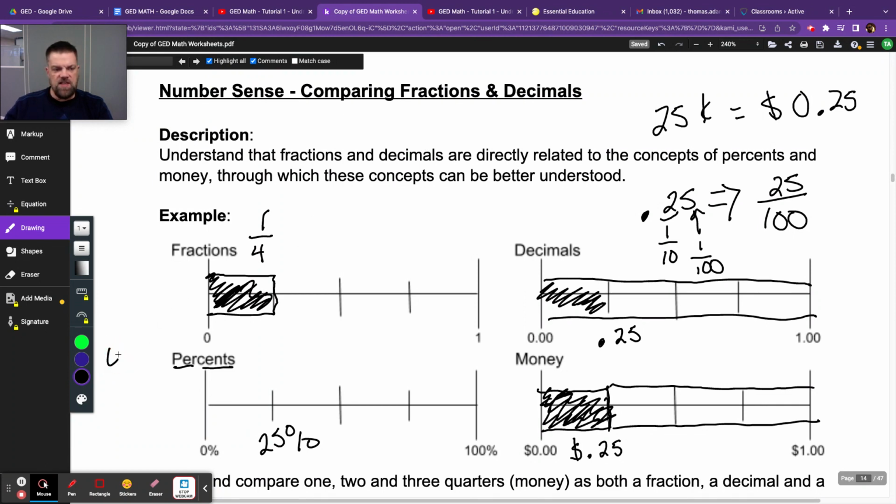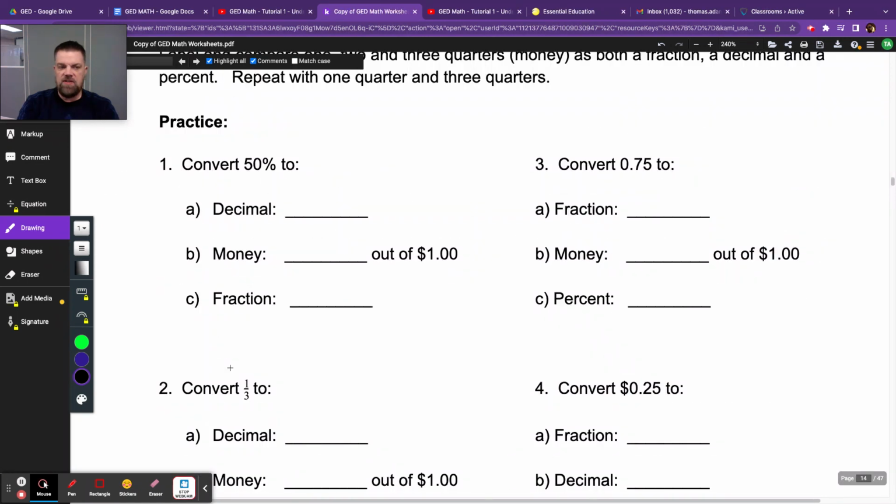Cent means 100. Let's write that up here. Cent. How many years are in a century? 100. How many cents are in a dollar? How many cents are in $1? How much is a penny? How many pennies? 100. Yeah, so a penny's worth 1 cent. So cent literally means 100. So now let's try to do that with this.